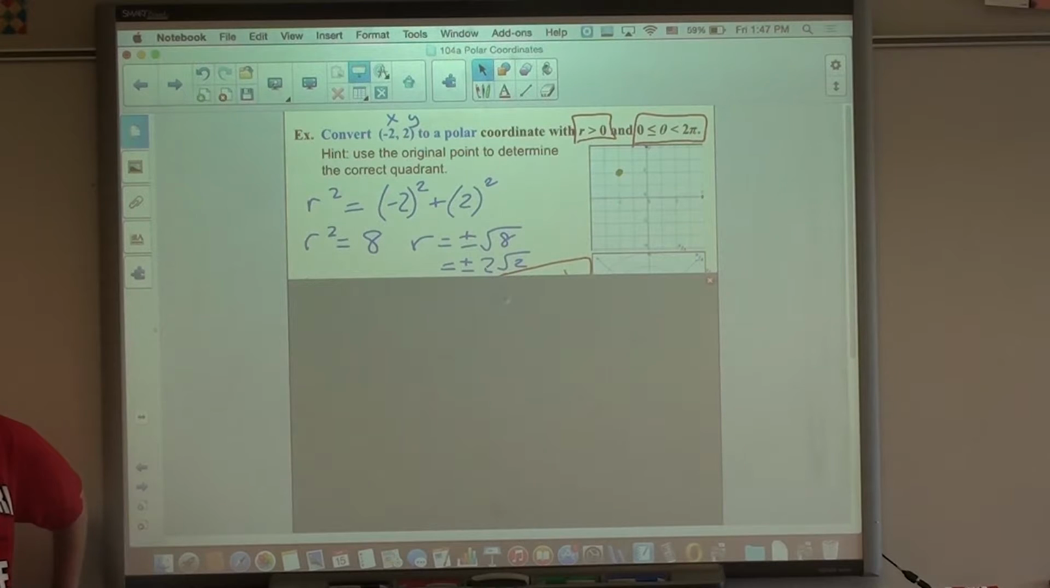Yeah, that could be two. Oh wait, but since you know that x is negative, it has to be in the second quadrant. That means the y has to be negative. Equals y over x for tangent. Wait. It has to be. Oh, no, yeah, you know it's in the second quadrant.